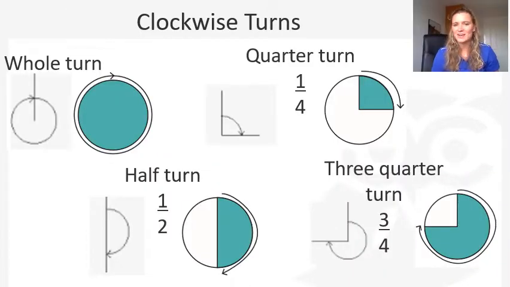So we can have a look now at clockwise turns on our drawings that we've seen. If you look at the arrows, all of the arrows are moving to the right as if it was on a clock. So we've got a whole turn, a half turn, a quarter turn and a 3/4 turn, and you can see they all start and move to the right. Now all of mine actually start from the top, but they don't have to. They could start anywhere, as long as you know that when you turn clockwise you are moving to the right, and when you move anti-clockwise you are moving to the left.